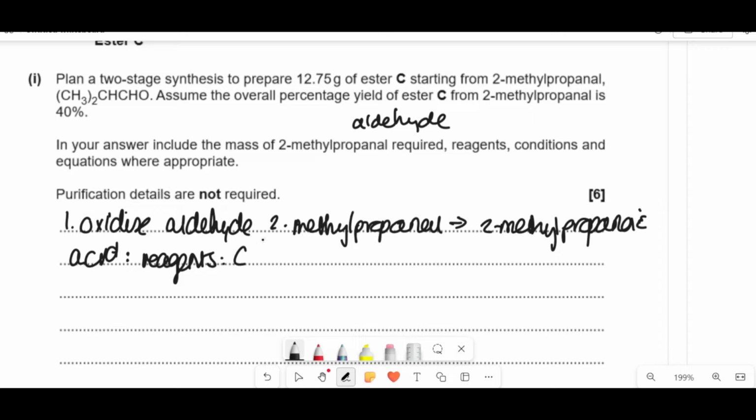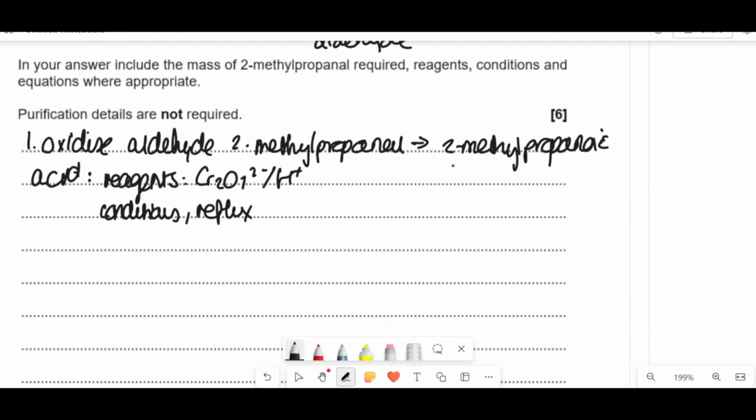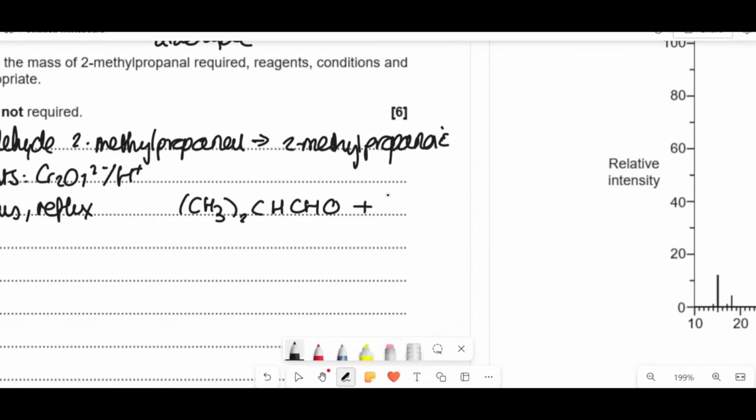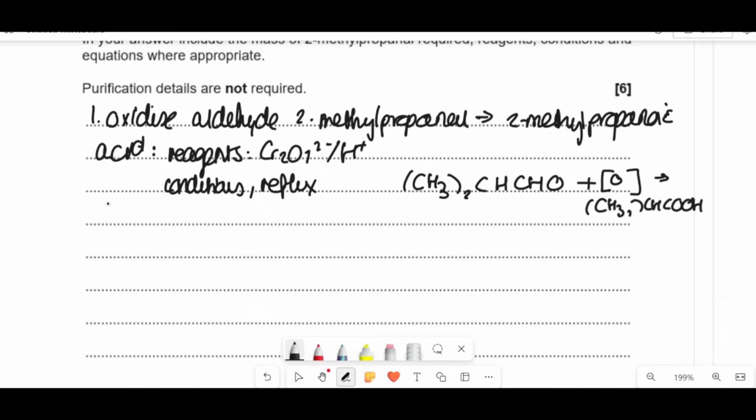And the reagents you're going to use are acidified potassium dichromate. So the main ions we care about are Cr2O7 2- and H+. Those are the acidified parts. And the condition is we're going to do it under reflux, right? For the equation, it's going to be 2-methylpropanol, so that's going to be (CH3)2CHCHO. You can draw the structure as well if you want, but I'm just going to do it this way. Plus, when we're writing oxidation equations of alcohols, we add an O here. And it's going to make (CH3)2CHCOOH, like that. And that's balanced. Cool.